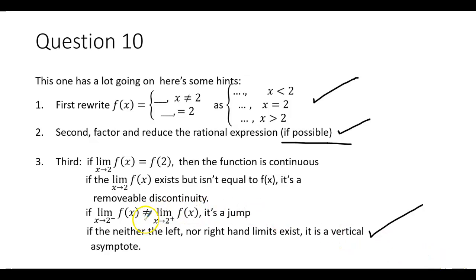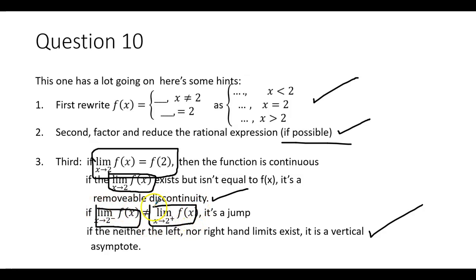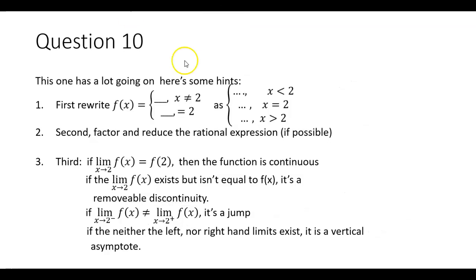But if it does factor, then if the limit exists and the function exists and they're the same, it's continuous. If the limit exists but it doesn't match the function, then that's a removable discontinuity. If the limits on the left and right are not the same, but they exist, then it's a jump. Okay, so those are our outcomes there.